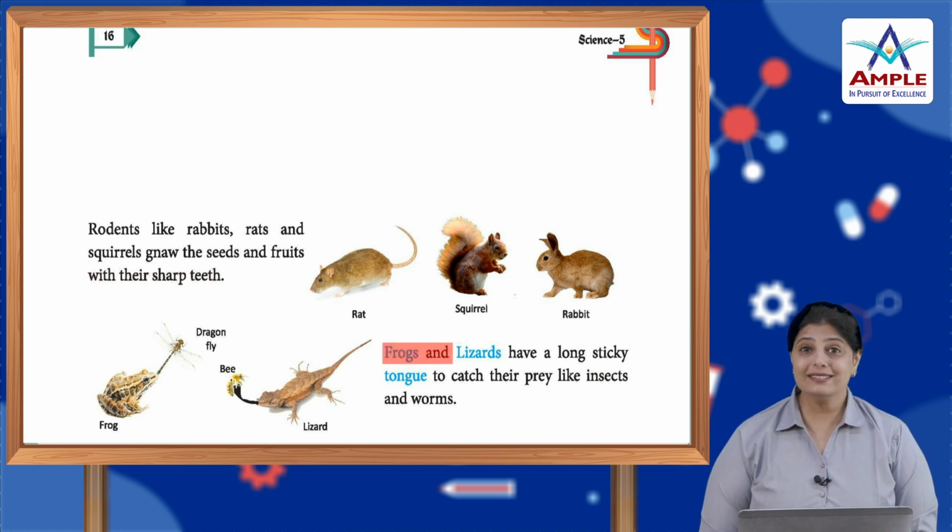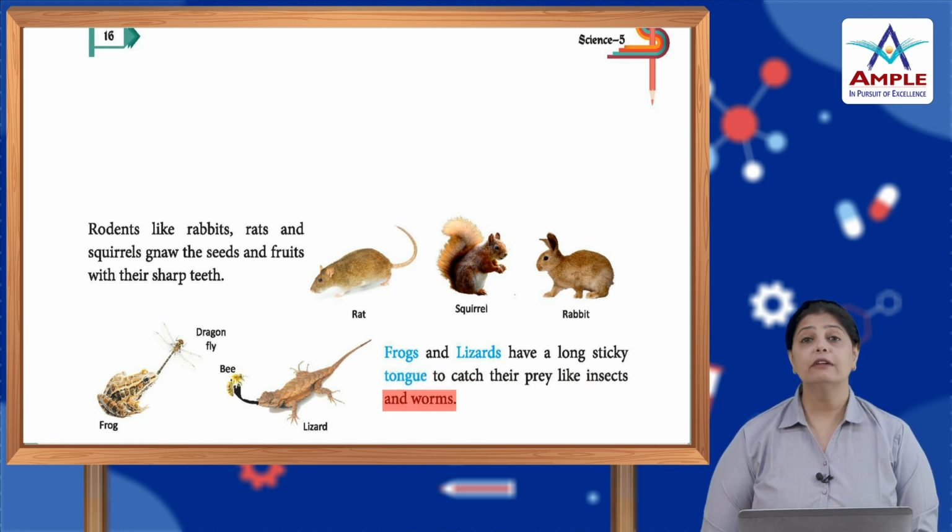Now, frogs and lizards have a long sticky tongue to catch their prey like insects and worms. Whenever they see their prey, the insects or worms, their food, what they do is they just slip out their tongue. Their tongue is really very long and it is sticky, and then the insect sticks on their tongue and they quickly roll their tongue back inside their mouth.